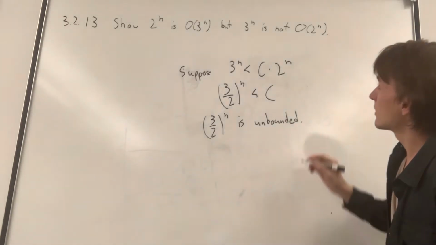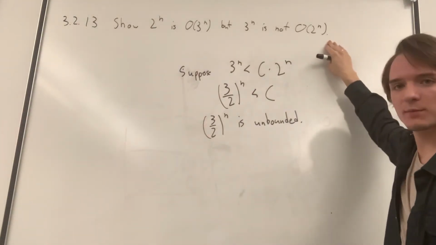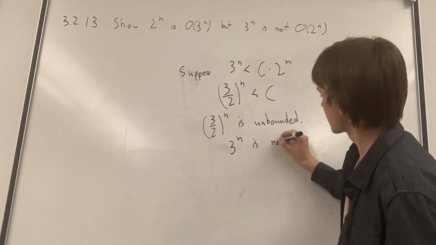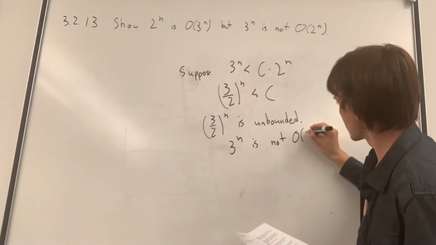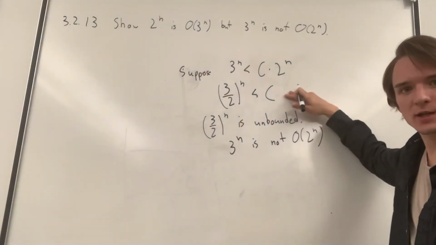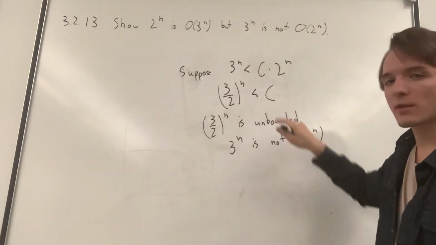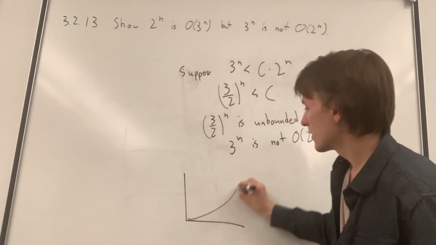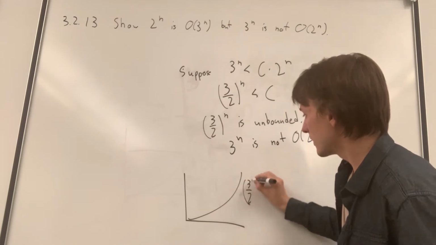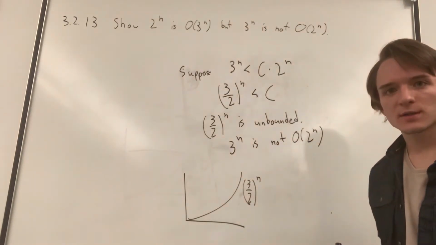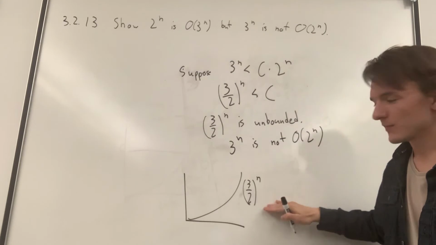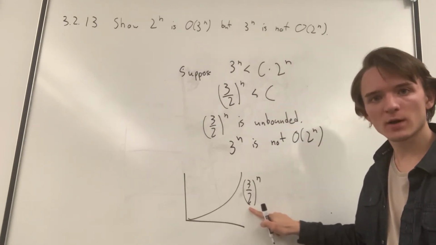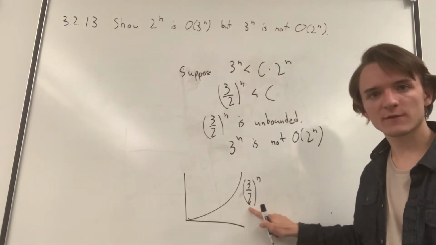Therefore, it is true that 3 to the power of n is not big O 2 to the power of n. This is our contradiction here, right? Because this inequality is impossible. If we draw this on a graph, we see that 3 over 2 to the power of n grows very quickly. It gets infinitely high, and that's because the base of this power is a value greater than 1. 3 over 2 is 1.5.